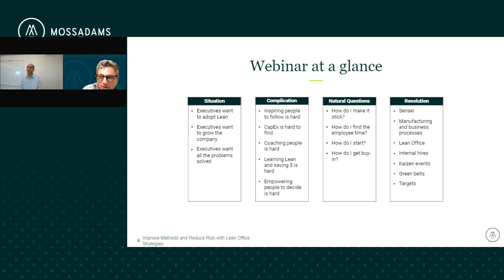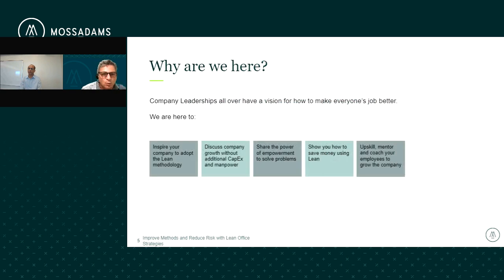And we're going to talk about how you can establish your own lean office through leveraging your internal hires, through conducting Kaizen events, and through some upskilling and targeting as far as KPIs and improving the processes that you generate. We're here to inspire your company to adopt the lean methodology and discuss with you how we can facilitate growth without additional CapEx or additional manpower. We want to share the power of empowerment to help you solve problems and show how you can save money by using lean, including leveraging internal resources to help you.